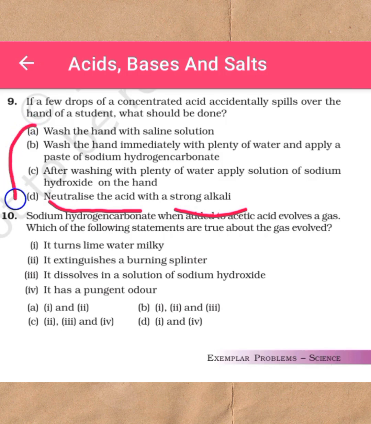Almost all the options are related to neutralizing the spilt over solution, but which one is the best? What will we do immediately? Wash the hand immediately with plenty of water and then apply the basic solution, that is baking soda. Not only a single base, it must be the salt which is basic in nature. So the answer is option number B.